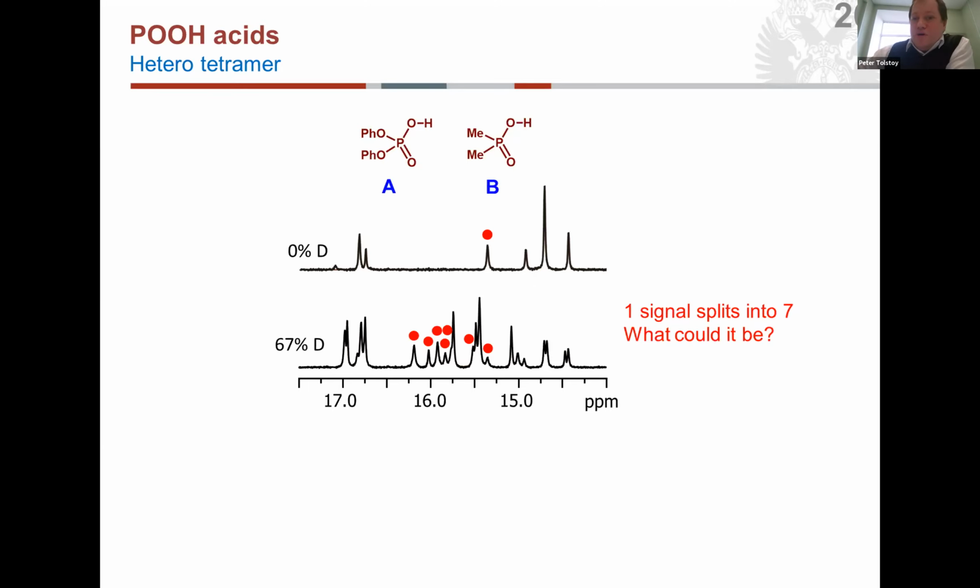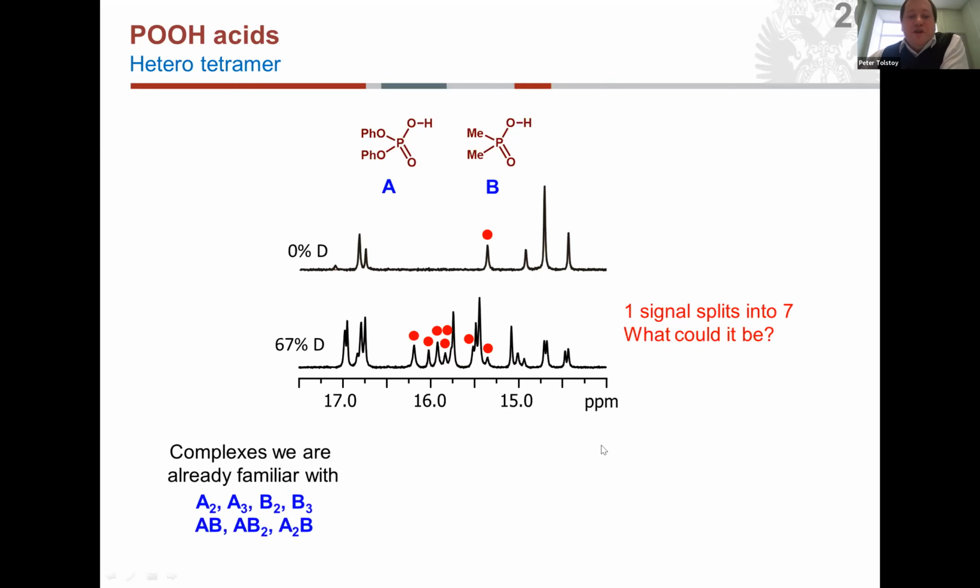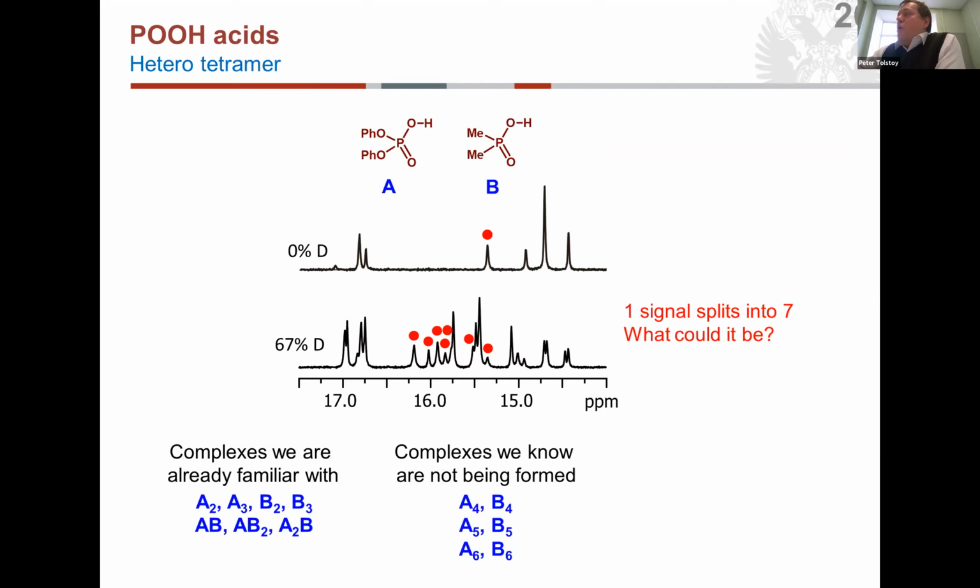We know for sure that if we name one molecule A and one molecule B, the new signal cannot be self-associates of A or self-associates of B, because we know these signals already. We have also found all kinds of mixed dimers and trimers. It cannot be those. It cannot be oligomers of higher order of individual molecules because they are not being formed. We have established it for individual molecules already. The next simplest complex that this new signal can come from are actually mixed tetramers.